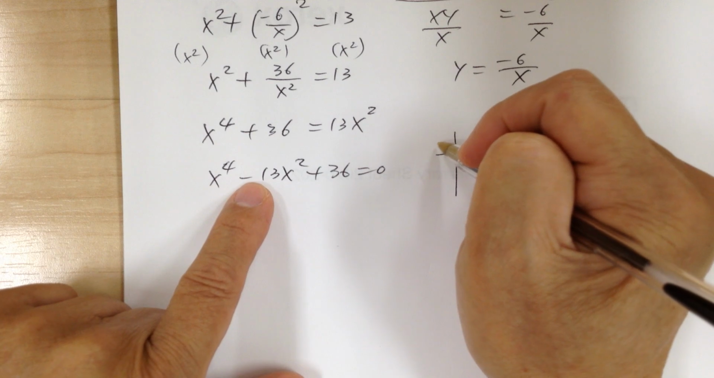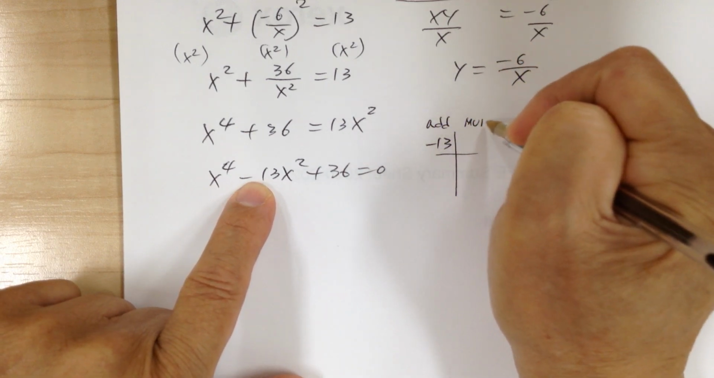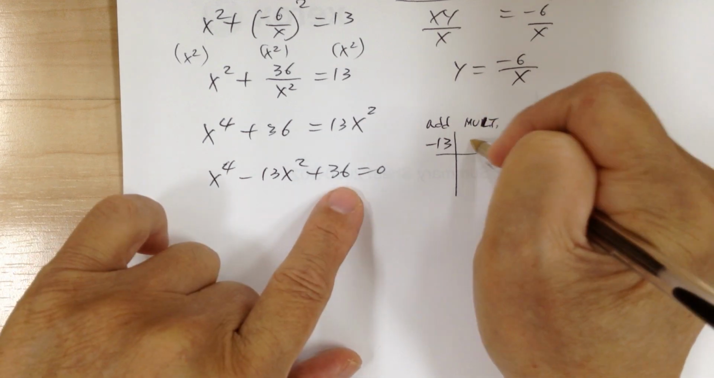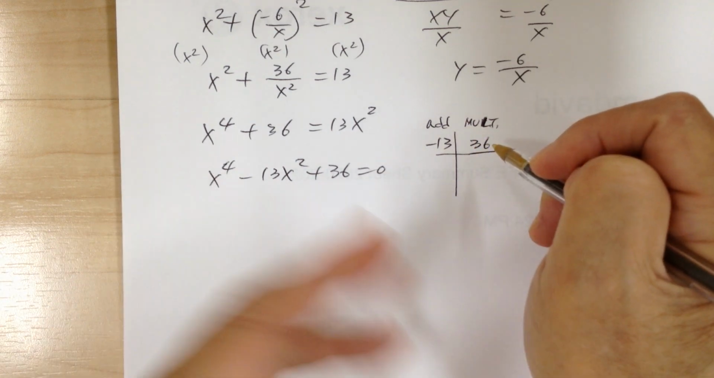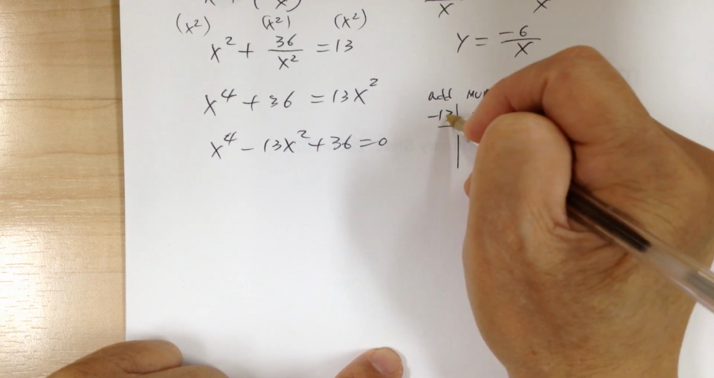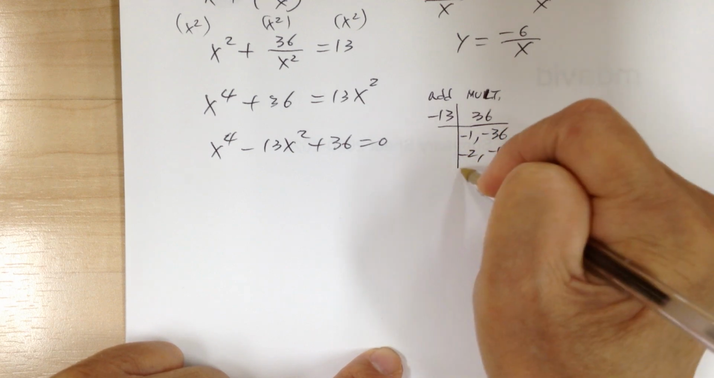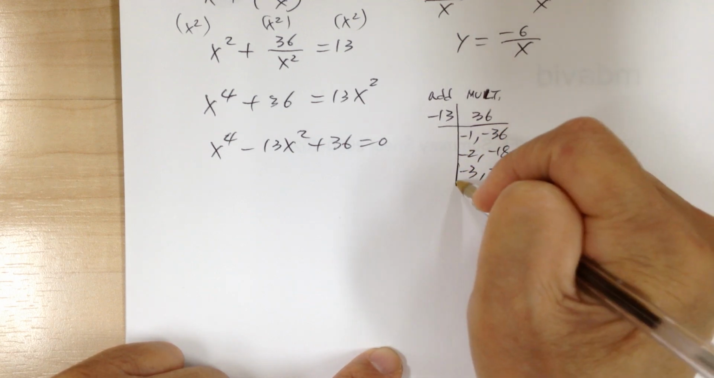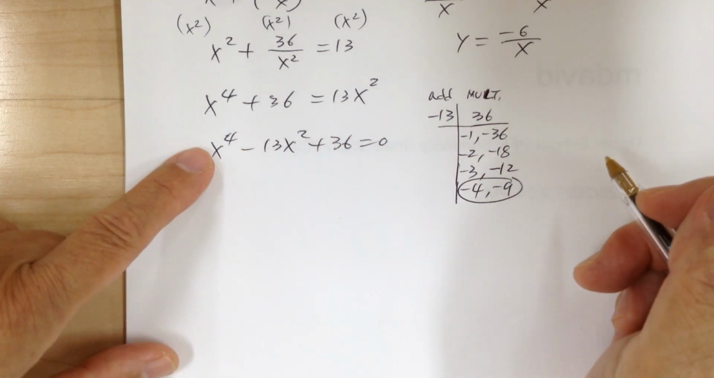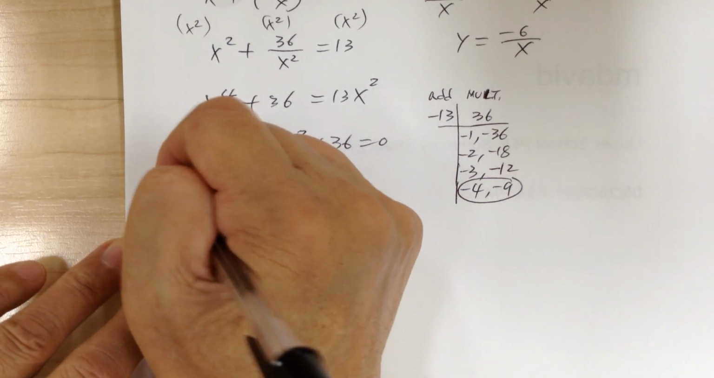You have to add to get negative 13 and multiply to get 36. If you don't know the correct combination, -4, -9, you just start with 1. So -1, because you have to use negative and negative to get the negative, right? So -36, -2, -18, -3, -12, -4, -9, and that's the correct combination. By the way, if you don't know that, you can use the z substitution. You can let z equal that if you want to. Okay, let's do that then.